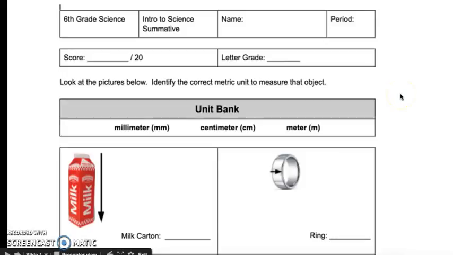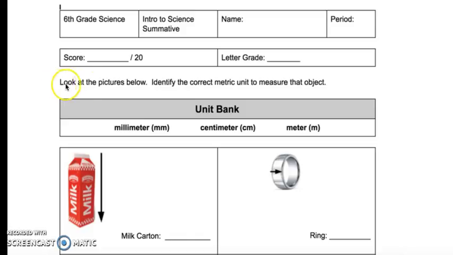Hi students, you are taking your first summative test in science today on the metric system and the introduction to science. So the first thing you need to do is put your first and last name in the box right here. Also what period you are in. Do that now.